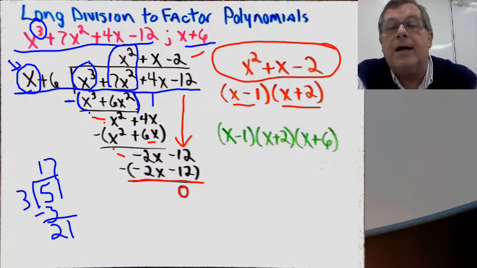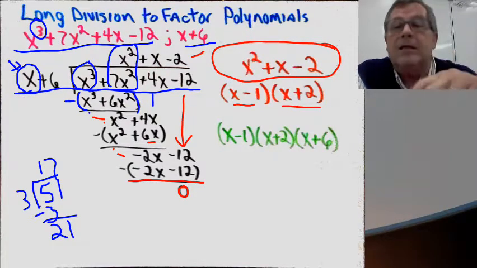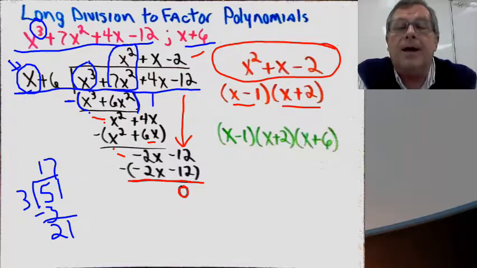If I FOIL this back, x times x is x squared. x times 2 is 2x. Minus 1 times x is minus x. And minus 1 times positive 2 is minus 2. And I've proved that x minus 1 and x plus 2 are in fact factors of x squared plus x minus 2.